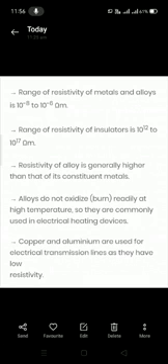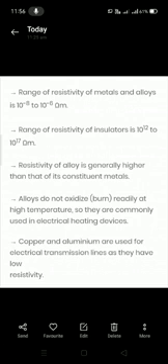The range of resistivity of metals and alloys is 10 power minus 8 to 10 power minus 6 ohm meters. The range of resistivity of insulators is generally high, which is 10 power 12 to 10 power 17 ohm meters. And the resistivity of an alloy is generally higher than that of its constituent metals. That's the reason we use alloys in electrical heating devices, as alloys do not oxidize or burn readily at high temperatures. And copper and aluminium are used for electrical transmission lines as they have low resistivity and they are good conductors of electricity.